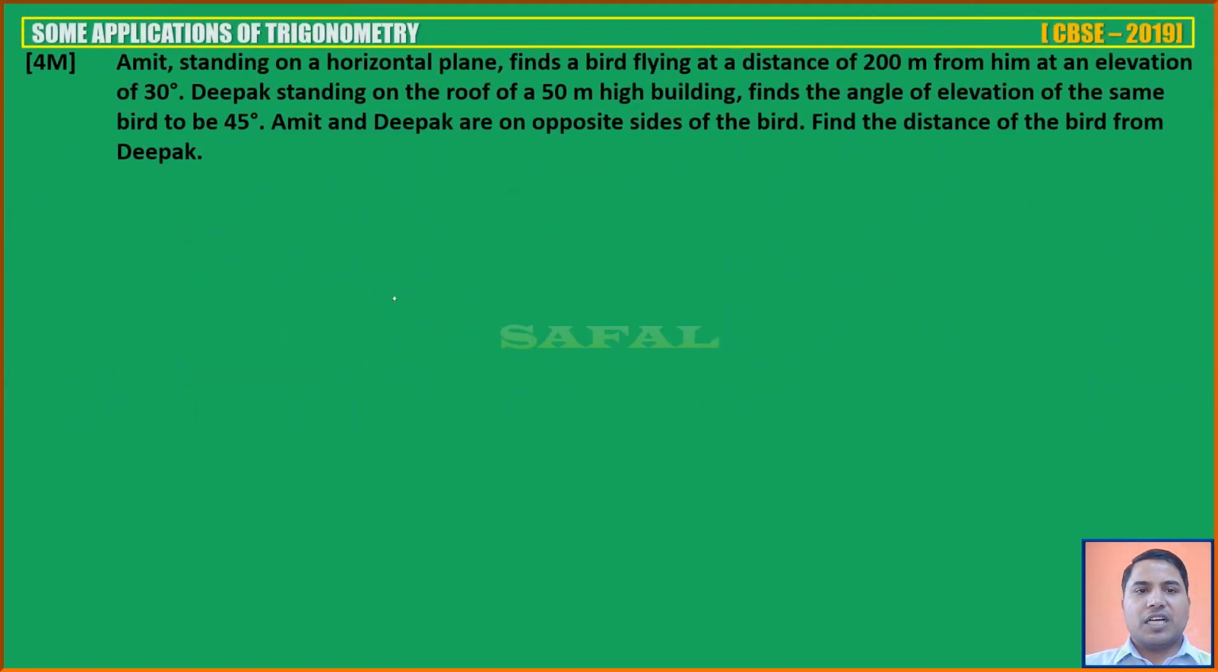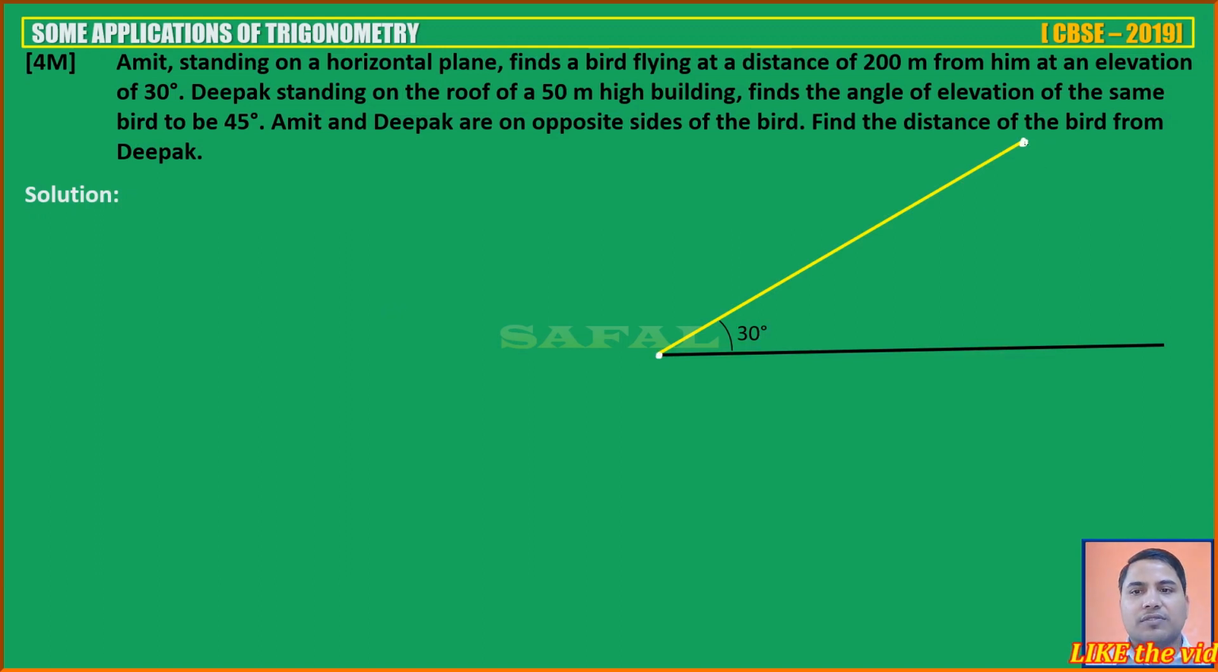The first one we have is: Amit, standing on a horizontal plane, finds a bird flying at a distance of 200 meters from him at an angle of elevation of 30 degree. So let us visualize the situation. Amit is standing here. Let's say the bird is flying somewhere here, this white spot you can see. And Amit of course is here, this is the place where Amit is.